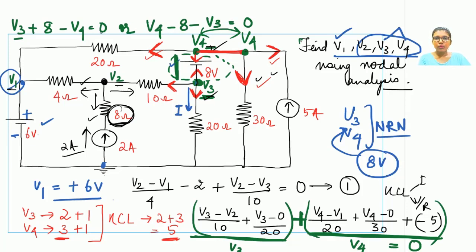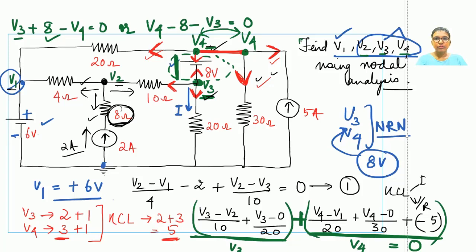So either of these KVL equations can be used for our analysis. I'll go with this one. Why do I prefer this one? Because we are assuming our unknown variables in the order of V2, V3 and V4. So if I consider this equation with V3 first followed by V4, I do not have to rearrange the equation once again. So we have obtained our three sets of equations.